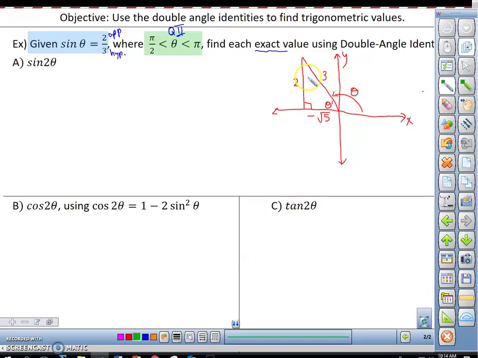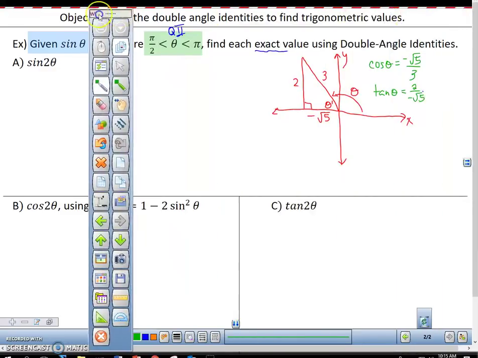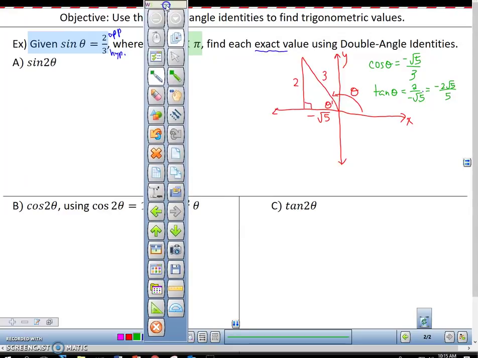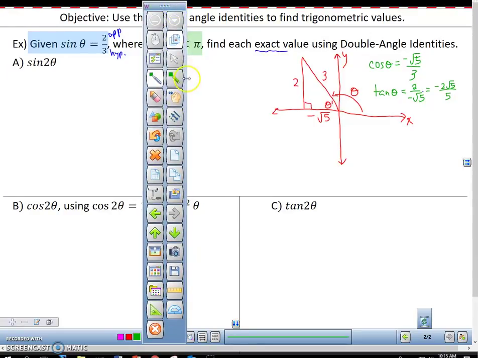So now what we know, so we already knew the sine of theta is equal to 2/3. Now we can also determine that the cosine of theta, which is adjacent over hypotenuse, would be negative root 5 over 3, and that the tangent of theta, which is opposite over adjacent, would be 2 over negative root 5, which then we can simplify to negative 2 root 5 over 5, like so, which we may or may not want to do depending on what we're going to work with. We'll have to wait and see.